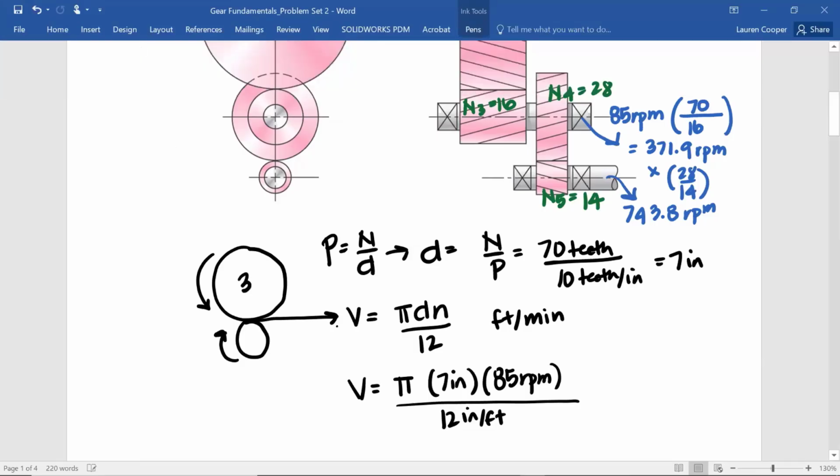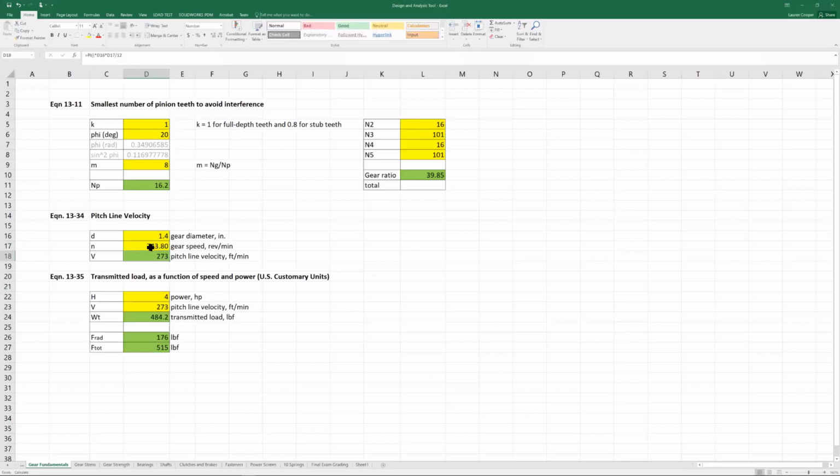Let's do gears 3, or rather 4, and 5. It's going to be the same process. Let's use the pinion just for fun. So the pinion speed, pinion 5, 743.8. And the pitch diameter of 5, 14 teeth divided by 10, so that would be 1.4. So a pitch line velocity of 273 feet per minute.